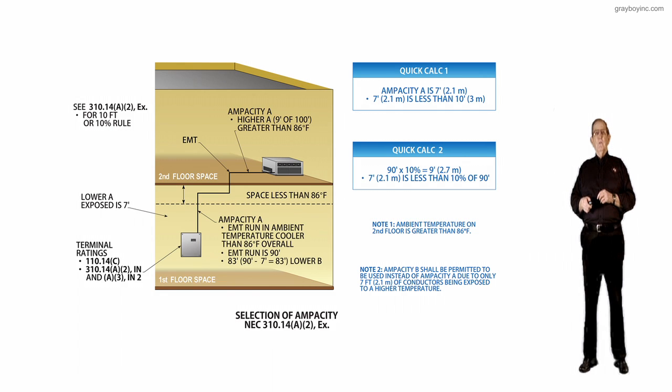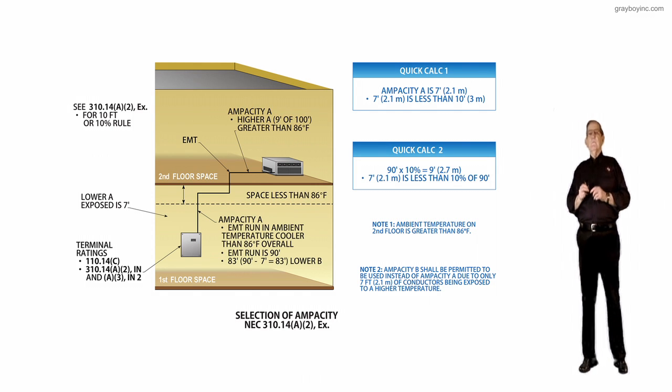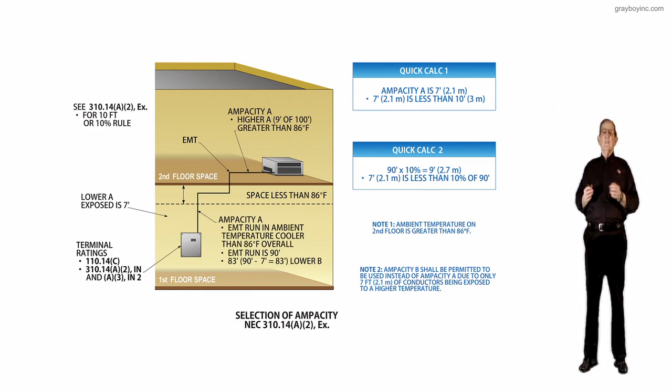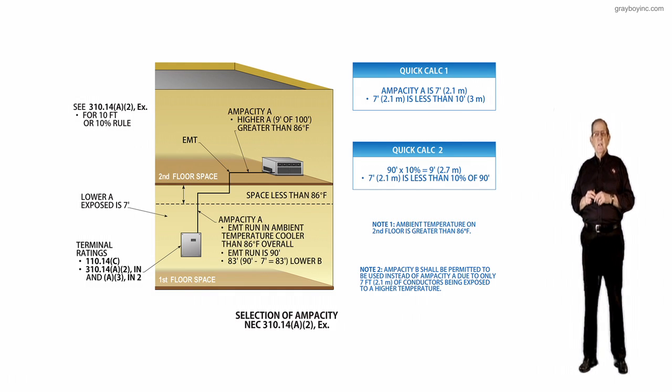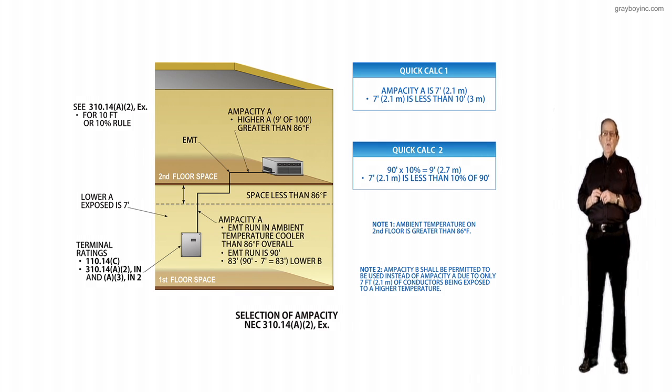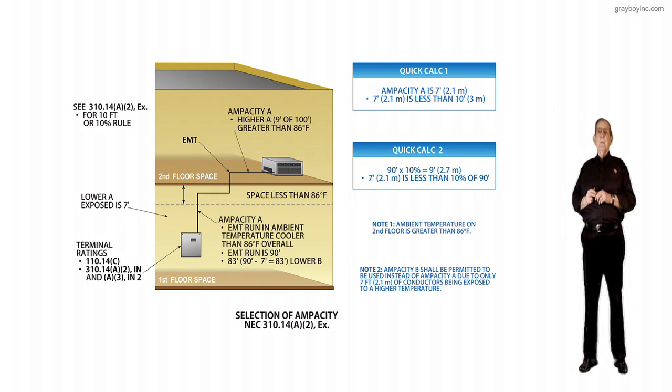So your terminal ratings, you go to 110.14(C), 310.14(A)(2) informational note, and (A)(3) informational note 2, and of course you're looking at if it's 100 amps or less, your 60 degree C terminals, unless the equipment is specially marked 60/75, and if you're using say non-metallic sheathed cable, Romex, rope, whatever you call it, depending on where you live and what state and so forth.